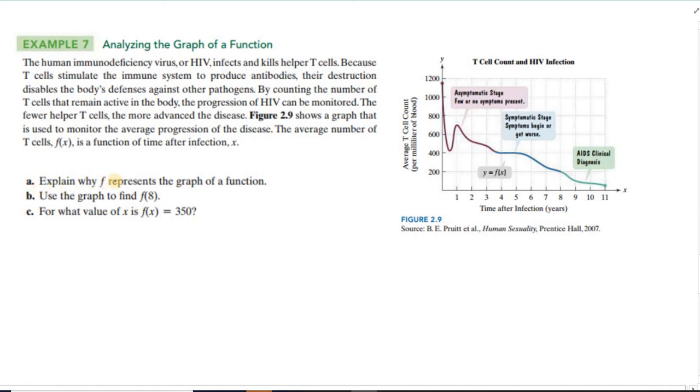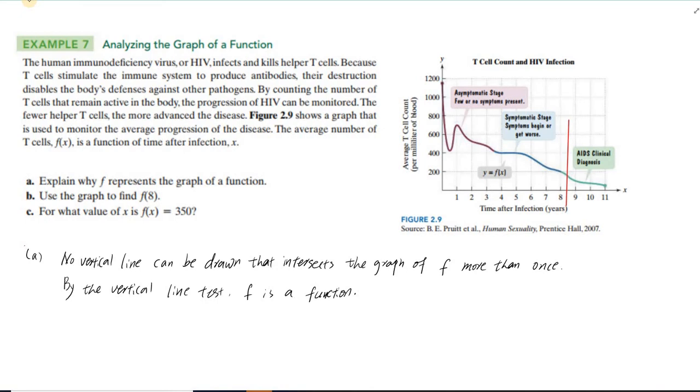So part A, explain why f represents the graph of a function. If you think about it, I could do a vertical line test anywhere, right? Because it passes the vertical line test. So I can write it down as no vertical line can be drawn that intersects the graph of f more than once. By the vertical line test, f is a function. Or you can just write, because it passed the vertical line test, so I can say f is a function. Okay, I'm just writing a formal way.